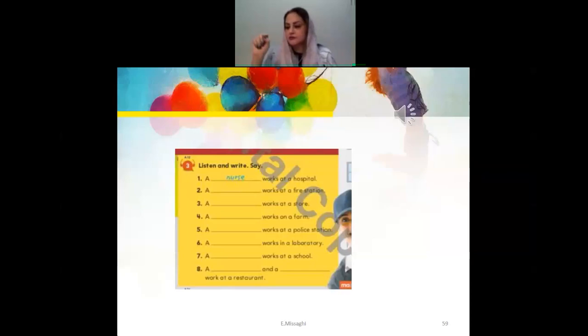So, nurse works at a hospital. So they say nurse. So they write nurse. You have to work on both approaches. Comprehension, ask some comprehension questions. Also the language part, the word, the structure, the pronunciation part. Or even you work on spelling, how to write the words. So you ask them to fill in the blanks and you check their spelling.